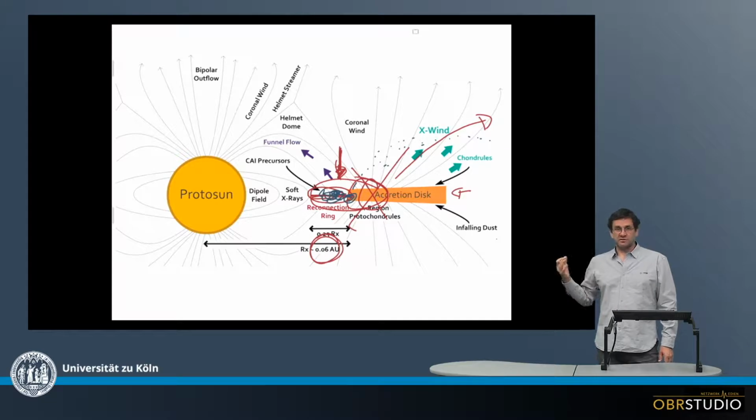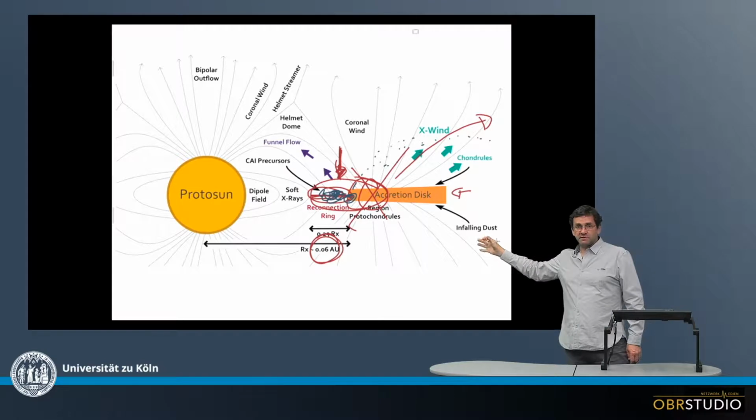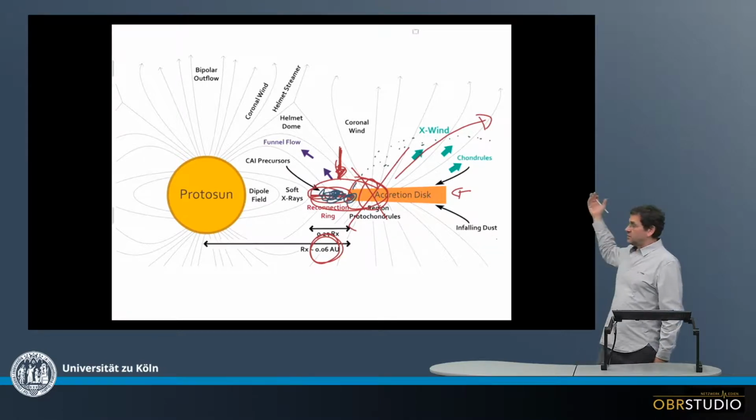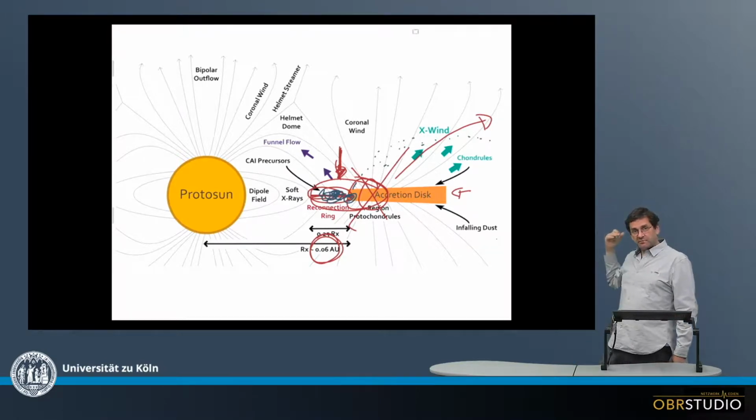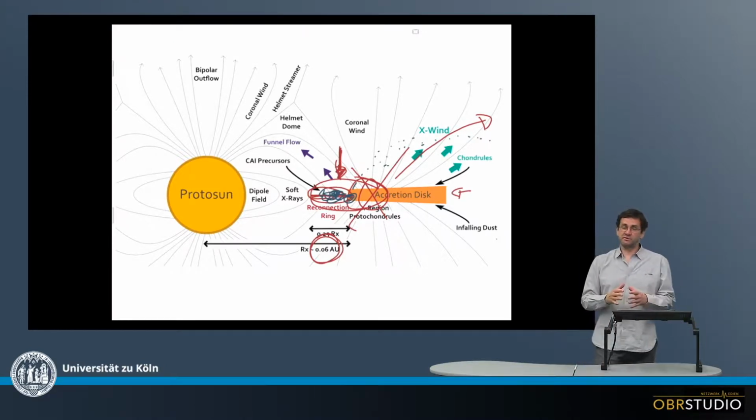So this is essentially a two-component model. There's the X region, material is processed, chondrules are formed, moved above the disk outward, raining back down on the disk, mixing with fine-grained material, thereby forming chondrites. This is the basic idea of the X-wind model.